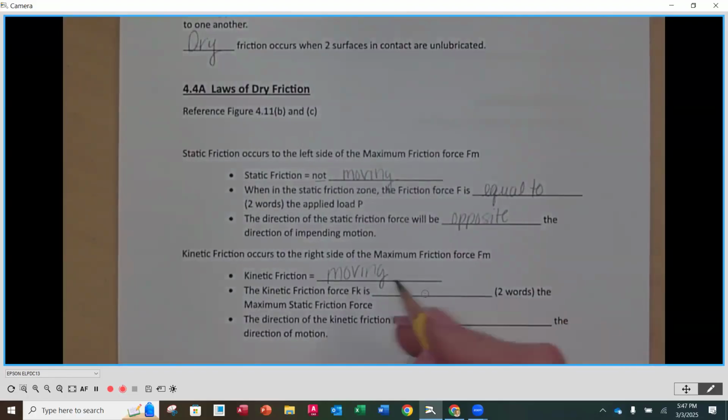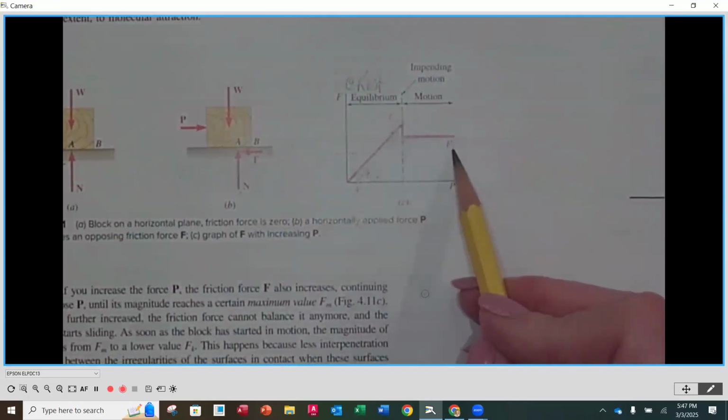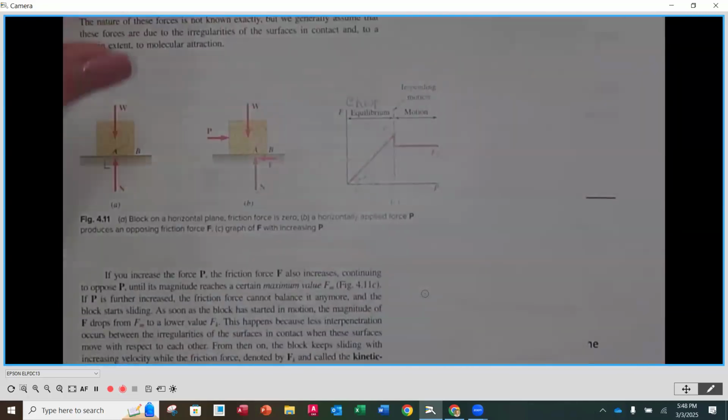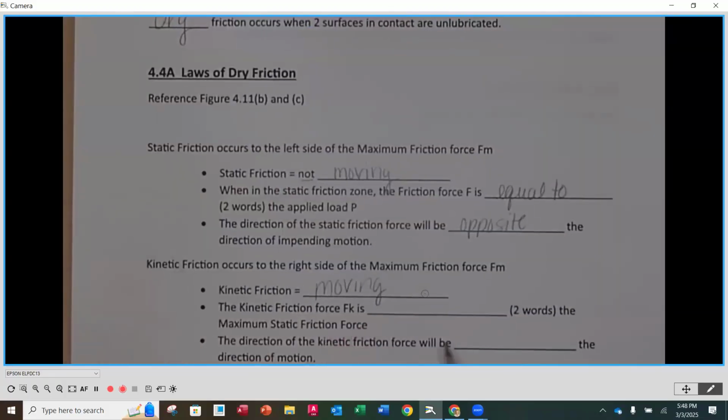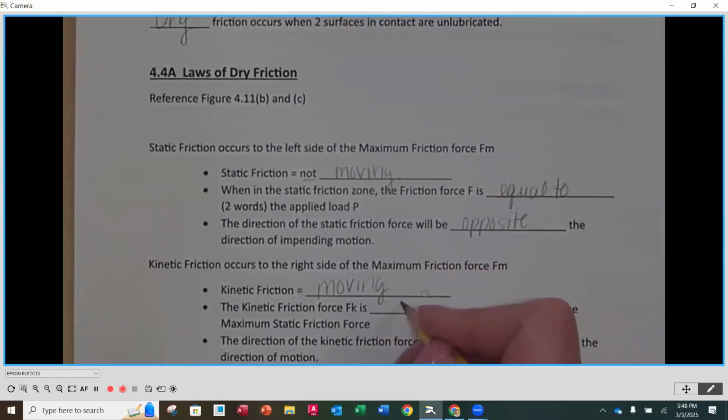The kinetic friction force Fk is blank, blank, blank, the maximum static friction force. So if we look here, you'll notice this little bit shorter line, there's a little dip, and then it's going to continue as a horizontal line. That is called Fk. That is the kinetic friction force, okay? That's the force when we are moving that is being pushed back because of the two forces that are engaged with one another. So the kinetic friction force is less than the maximum static friction force, which is the Fm.